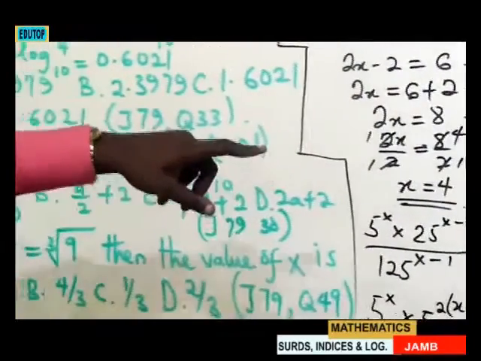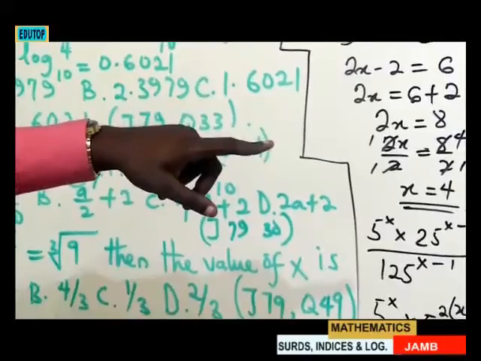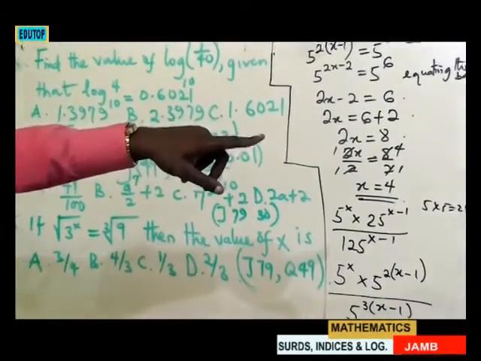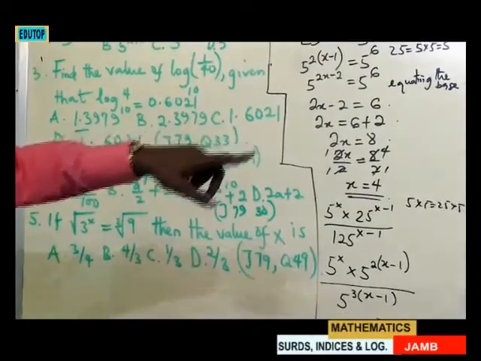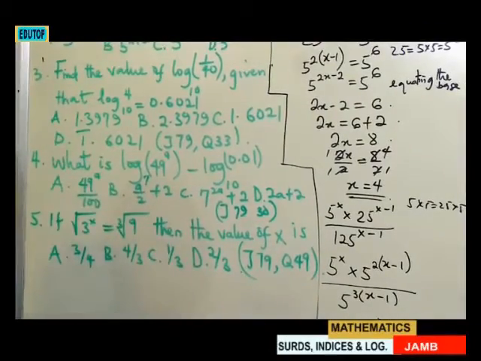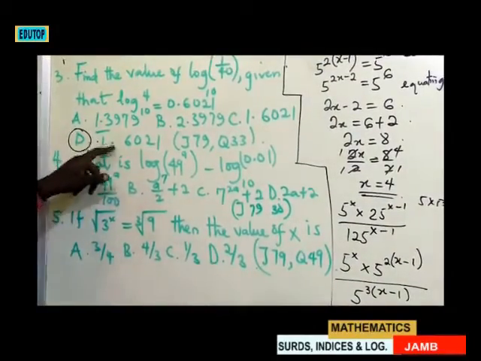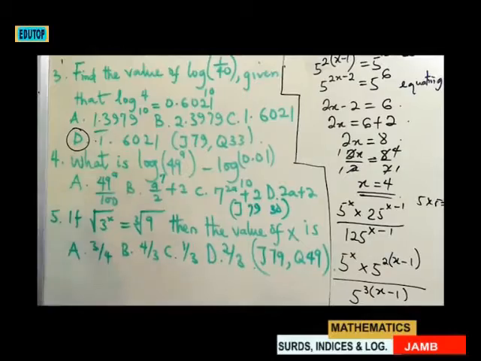In this situation, you have minus 1.6021 or bar 2.6021. So you go to the options. Which one fits in? It is D. Option D fits in. That is bar 2.6021. And that is the answer to that question.